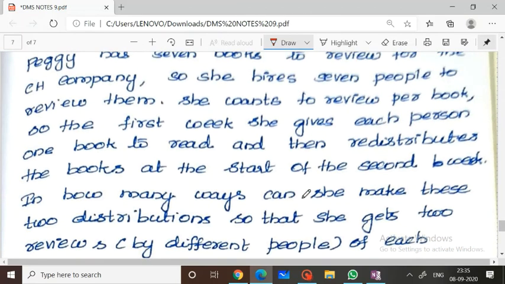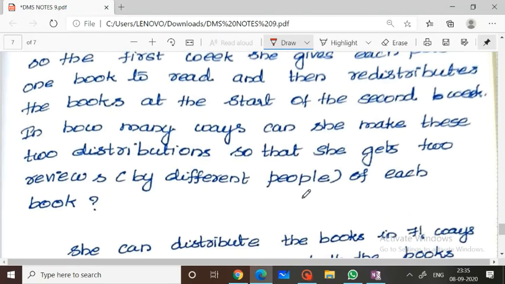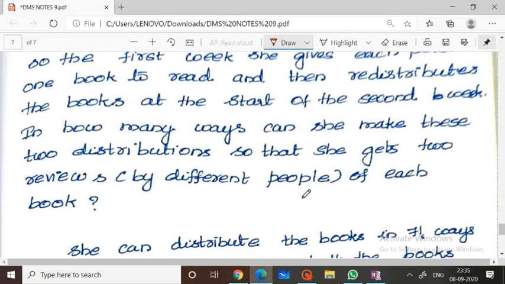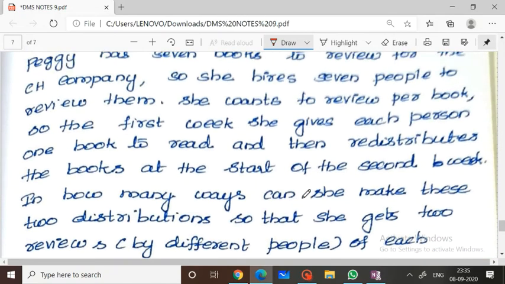You try this question as homework. I can give the answer: 7 factorial into 7 factorial by e will be the answer. You simplify and find it out. Read the sentence and work out this problem.